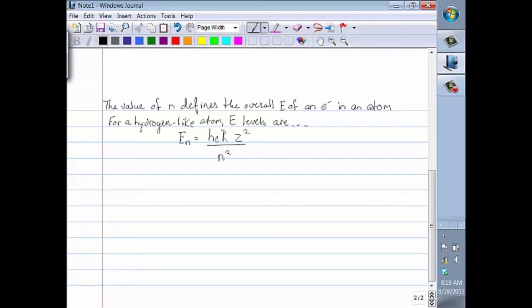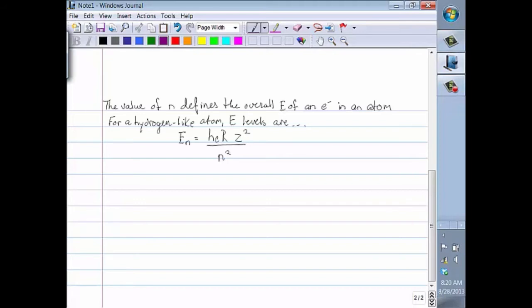What do I mean when I say a hydrogen-like atom? My P chemists should know this. You're in P-Chem with Dr. Barstick. What does it mean to be hydrogen-like? Exactly. 1 electron. So this equation is only valid if you're talking about an atom that has 1 electron. You can talk about that electron being in the n equals 1 shell. You can talk about it being in the n equals 7 shell if you want. But it's an atom with 1 electron.